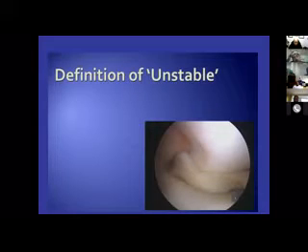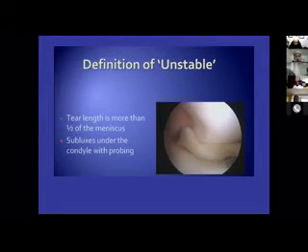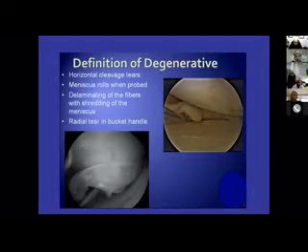Now the big question is, what is unstable? How do you define unstable and subsequent treatment in terms of repair or resection? When tear length is more than half of the meniscus, when it subluxes under the condyle with probing, that is usually a good definition of an unstable meniscus. Definition of degeneration: there are horizontal cleavage tears, the meniscus rolls when you probe, delaminating of the fibers with shredding of the meniscus, and radial tear in a pre-existing bucket handle tear.